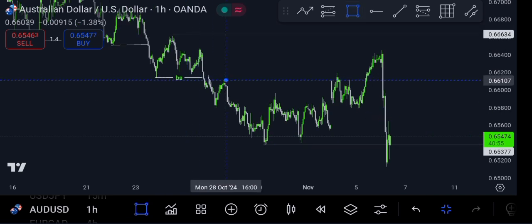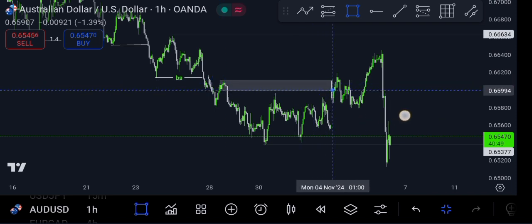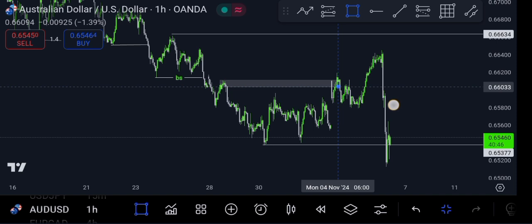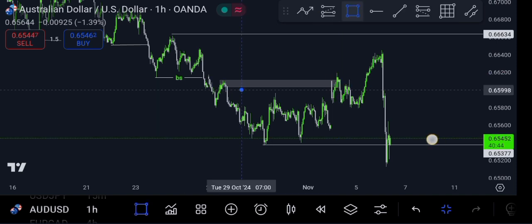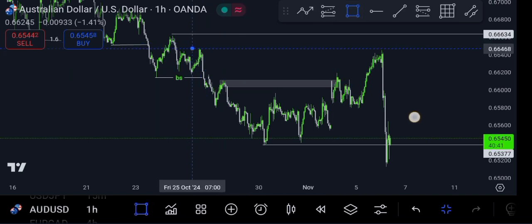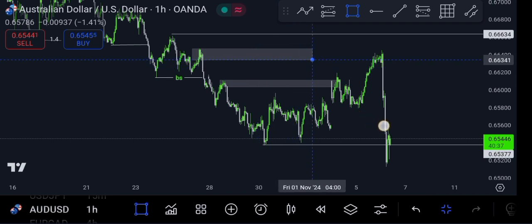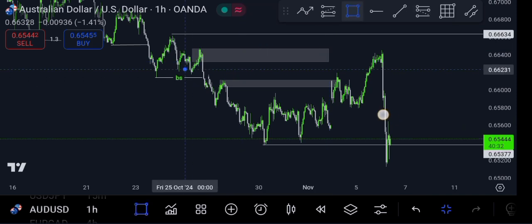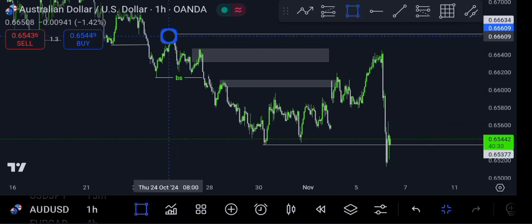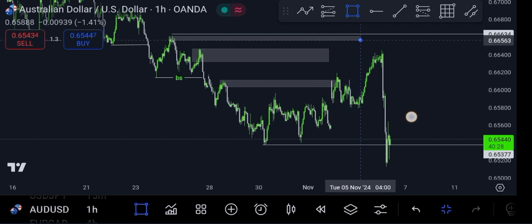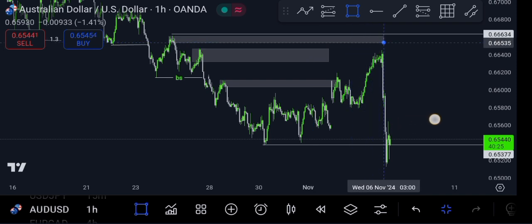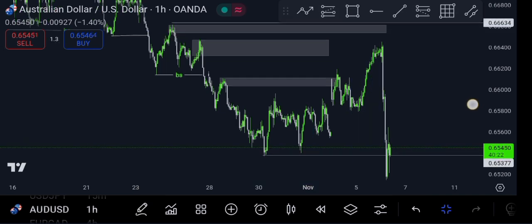The next thing that I did was to identify my order blocks, guys. So this is an order block here, and this is also an order block here, and also this above here is an order block. We call this an extreme order block above here, guys. This is an extreme order block here.